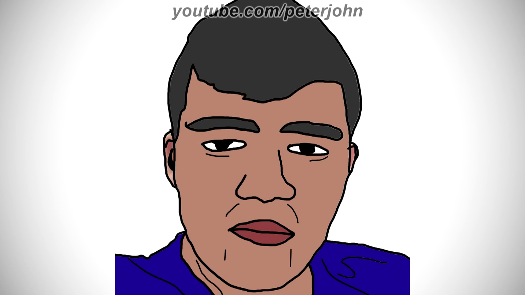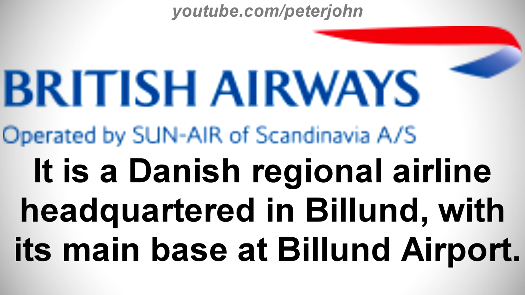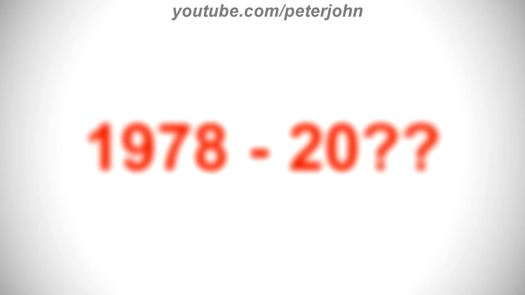Okay, now I'm gonna talk about Sun Air. It is a Danish regional airline headquartered in Billund, with its main base at Billund Airport. 1978 to 2000 something, unfortunately, I wasn't able to find this logo.